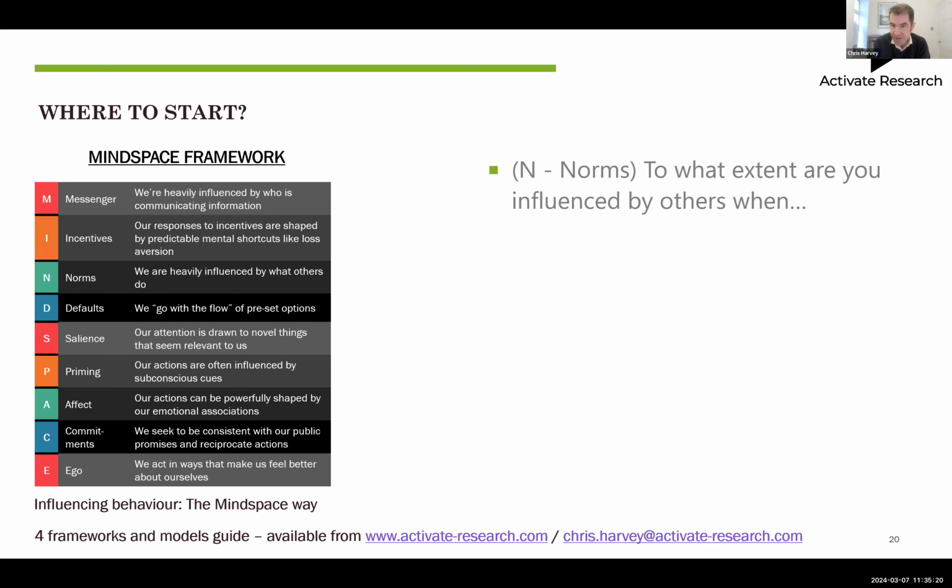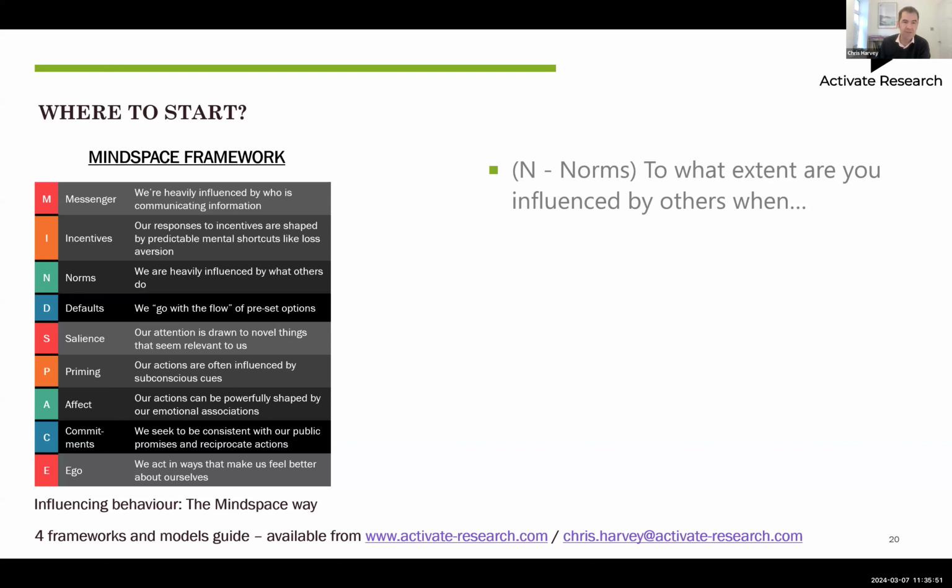One particular hypothesis we might want to test as a result of knowledge of this Mindspace framework would be the impact of social norms. There are quite obviously a lot of review or peer review websites out there now. So we might want to test, for example, to what extent people are influenced by online reviews or others when renewing their car insurance. That would be under the social norms hypothesis.